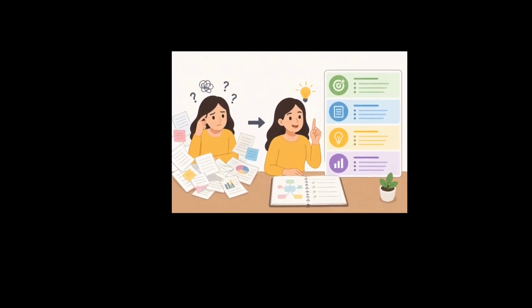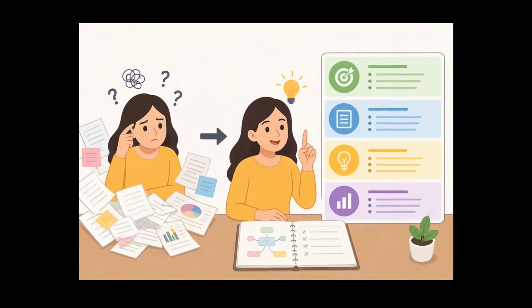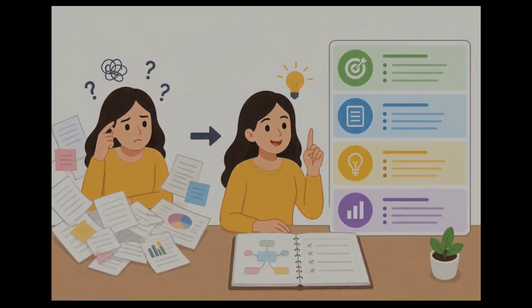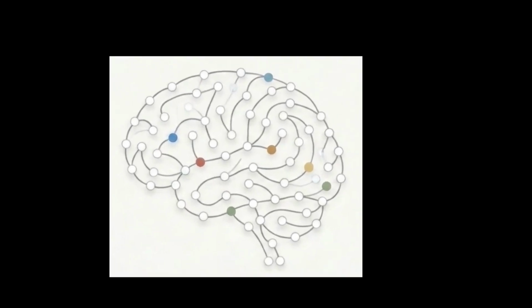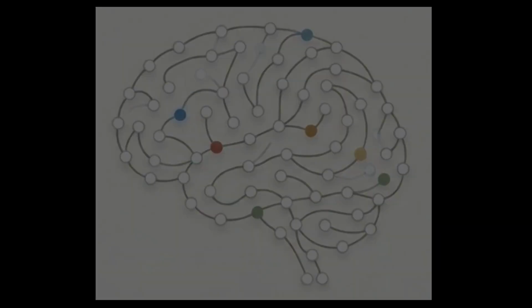Our brain is not good at reading long text. It is better at understanding patterns and pictures. That's why we remember images more than long paragraphs. So, using mind maps helps us understand and remember information easily.